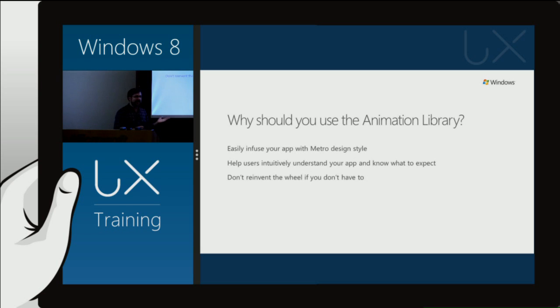So this is just like a sales slide, like why you should use it. You should use it for a couple of things. First, it will create a sense of familiarity between what's going on in your app and the rest of the system. The animations are all designed from these scenarios, so users are going to get used to using them and seeing them in controls and in the rest of the system, places like the app bar, bringing in charms, selecting, unselecting things.